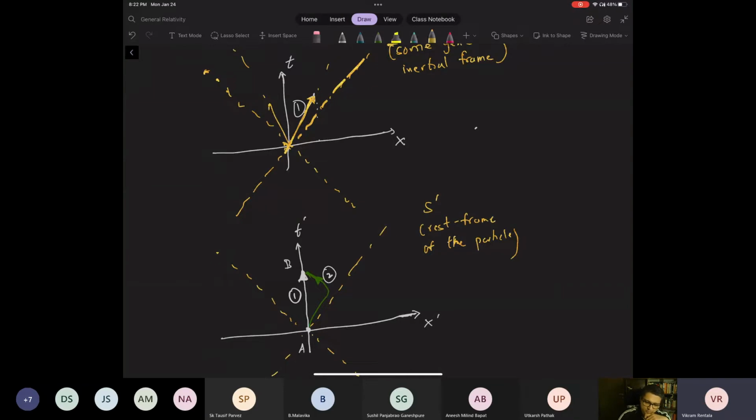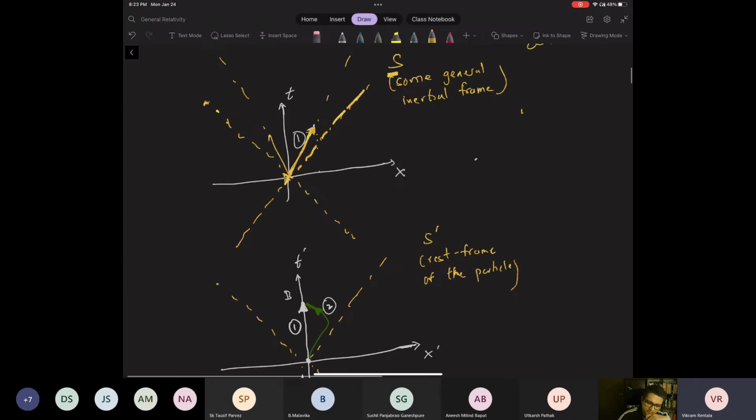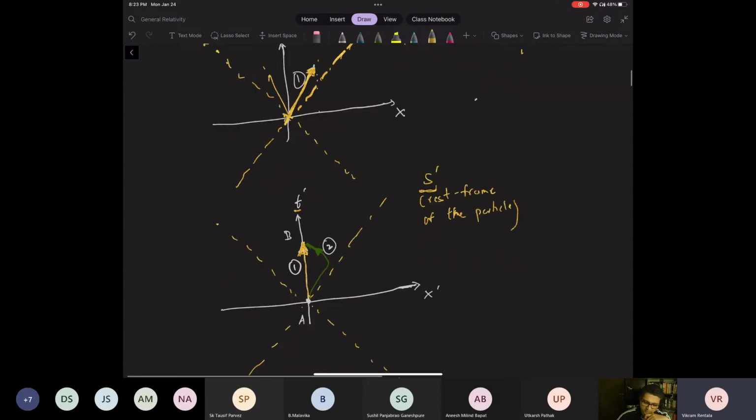Suppose we go to a particular frame. That is, we take this particle, but instead of being in some general frame, let's go to the rest frame of this particle. In the rest frame, the motion is just like this, along the t prime axis, but not along the x prime axis. So this is the rest frame of the particle.